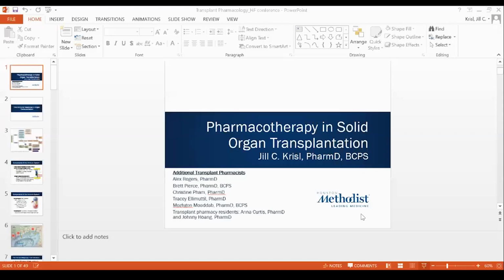Hey Jill, this is David. Just for curiosity, is this pretty much the same presentation you give to the transplant nurses in the ICUs? It's very similar. We put a little bit more in there about nursing administration, as far as lines and infusion times and timing of pre-meds, but yes, it's very similar.